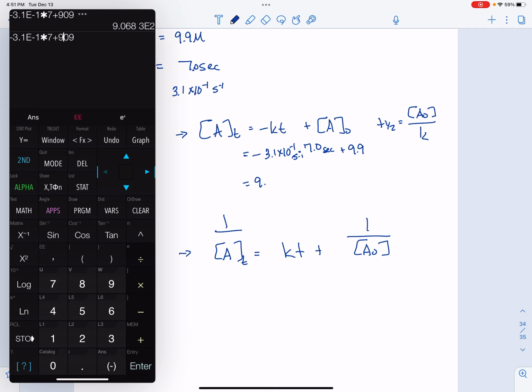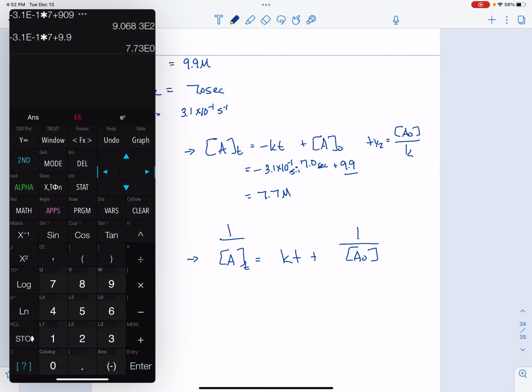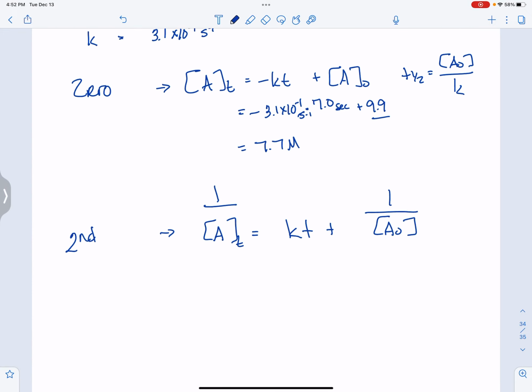Let me make that. I'm having a hard time with my decimal showing up. So 9.9. And so that gives me 7.73. And the reason that I even paused on that, because I was like, there's no way that that number could be higher than the 9.9, because you're always going down in concentration. So that is much clearer, the 7.7 molarity. That one's really straightforward. Now look and see what happens when we do the same numbers with this one.